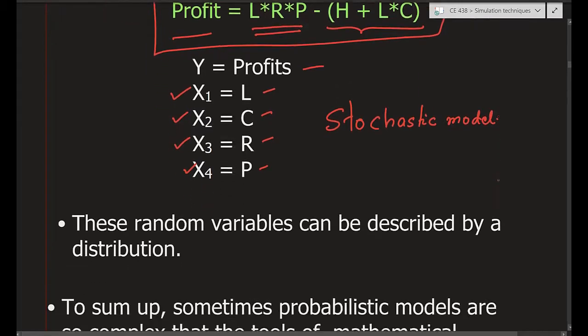So these random variables can be described by any distribution. Now L can be uniformly distributed, normally distributed or exponentially distributed. For each we can have the same kind of distribution, or for each one we can have a different kind of distribution depending upon the situation.